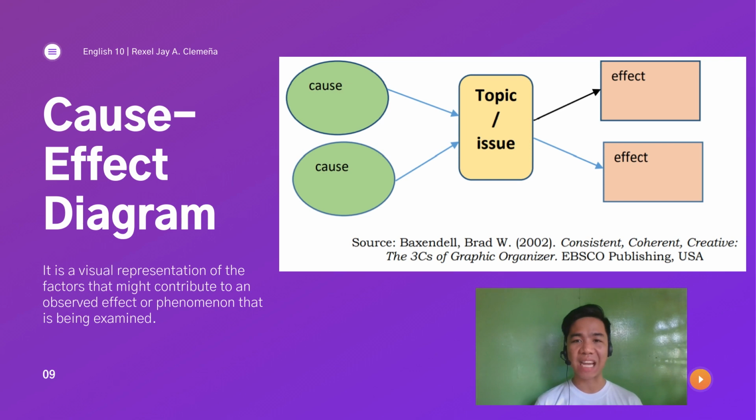Next is the cause and effect diagram. It is a visual representation of the factors that might contribute to an observed effect or phenomenon that is being examined. The interrelationships among the possible causal factors are clearly shown. This diagram highlights the direct relationship between different events or concepts.